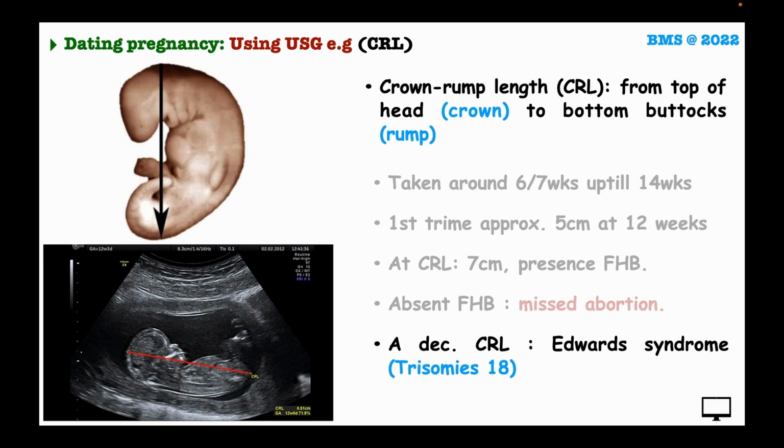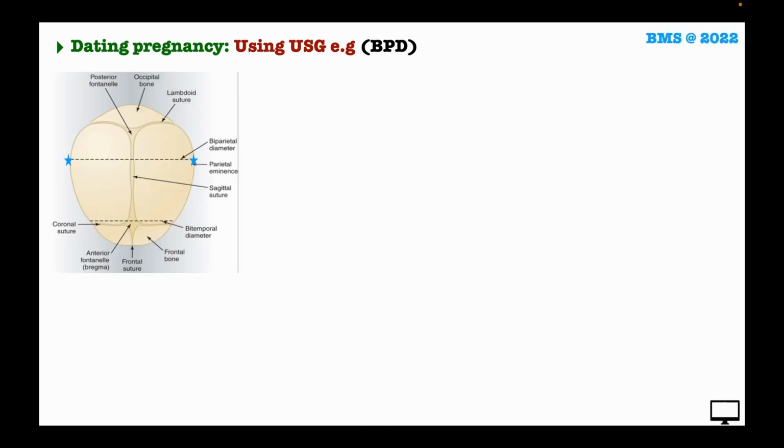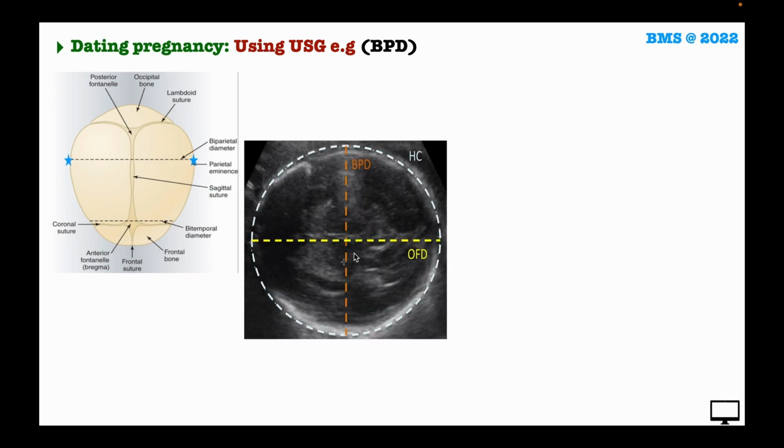Now, the second thing we can measure using the ultrasound is the biparietal diameter. Now, this is the fetal skull, and we have the parietal eminences from this point to the other point. And so we measure the distance between one parietal bone or parietal eminence to the other. This is also seen on the ultrasound, and so we measure the distance between one end of the parietal eminence to the other.